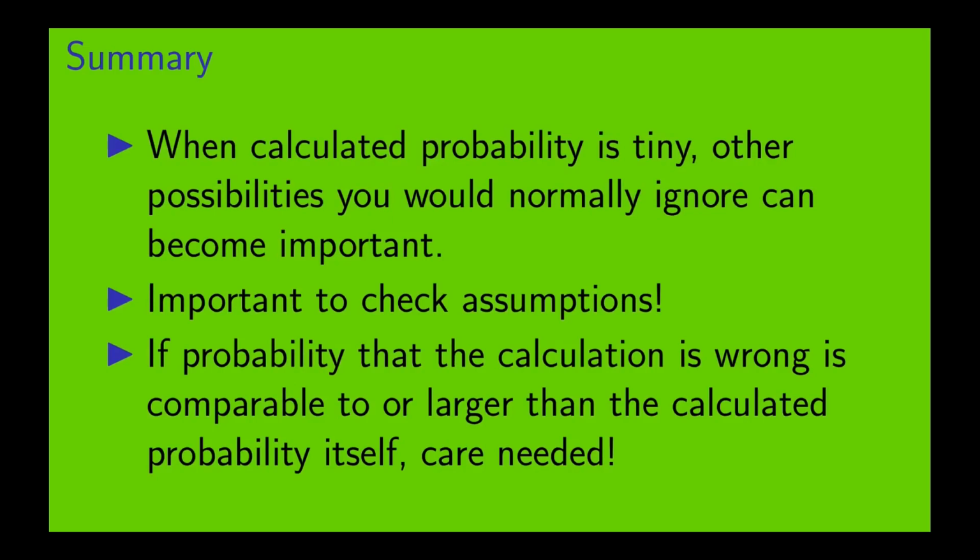Instead, it points out that when a calculated probability is tiny, sometimes possibilities that you would normally ignore can become important. It's important to recheck one's assumptions, and if the probability that the calculation is wrong is comparable to or larger than the calculated probability itself, extra care is definitely needed.